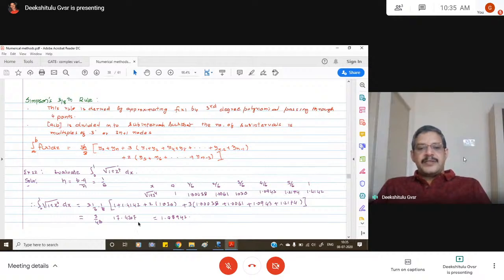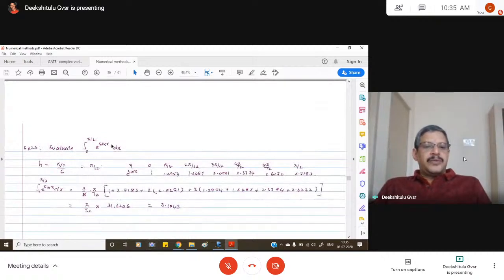We have already considered the last value here. So 3 into y1 plus y2, 3 into 1.00038 plus 1.0061, plus 1.0943 and 1.274. So the weighted sum of this comes out to be 3 by 48 times 17.4307, and the value of this is 1.08942.